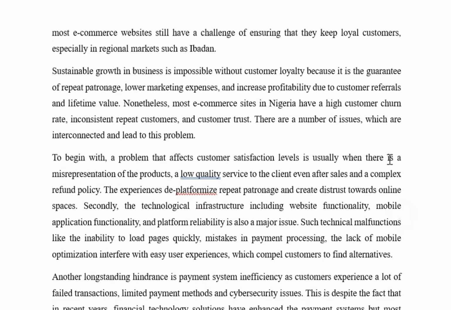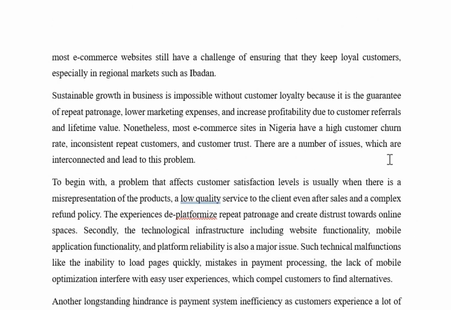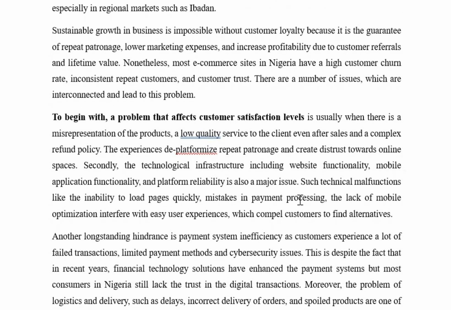So let's move on to the important aspects. To begin with, a problem that affects the satisfaction level. Can you see? This is customer satisfaction. It is negating customer satisfaction, saying that ineffective customer satisfaction will reduce customer loyalty. That is what they are saying here. Ineffective customer satisfaction is going to reduce customer loyalty. So let's look at another one.